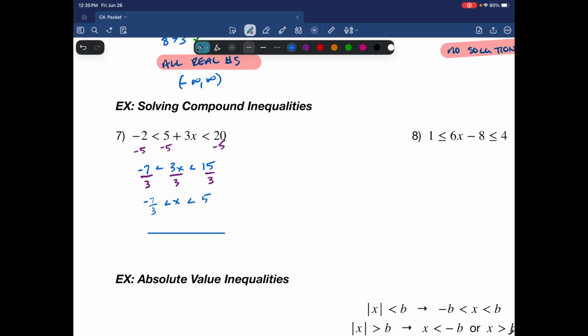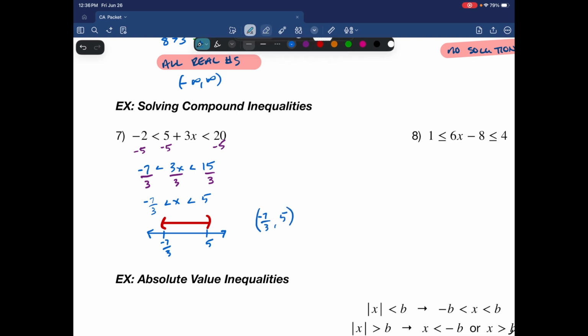And the beautiful thing about compound inequalities is it's telling you exactly where to shade. You're going to shade in between. So you got negative 7/3 on one end, 5 on the other. Parentheses, parentheses, shade in between. All right, and then your interval notation is going to be negative 7/3, comma, 5, parentheses on both. Looks like an ordered pair.